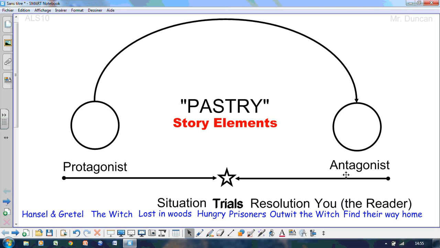The S in the word PASTRY is for situation. The situation, or if you will, the setting, is really what sort of creates the context of the story. We need to figure out where the story is happening, when the story is happening, and just generally what the situation is, so that we've got a place to start from.